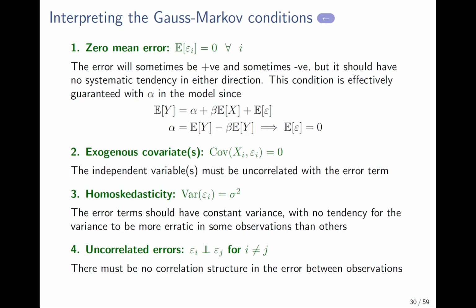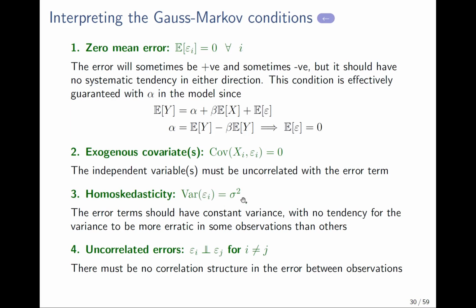Second condition is what we call exogenous covariates. That is, the variables in the model should be distributed independently of the error term, or uncorrelated with the error term. Now, if they were correlated with the error term, that would imply that there's something systematic in the error term that affects our models, and we don't want the error term to have systematic components. We want the error term to be random noise. So that's really what that element of the Gauss-Markov theorem means.